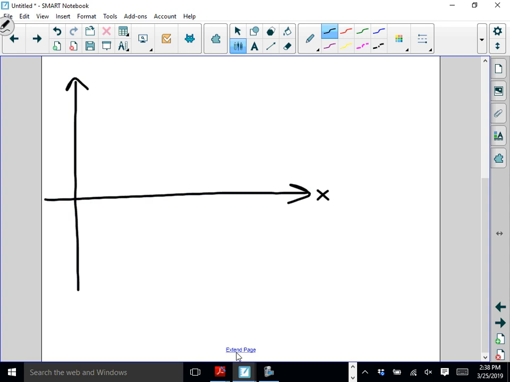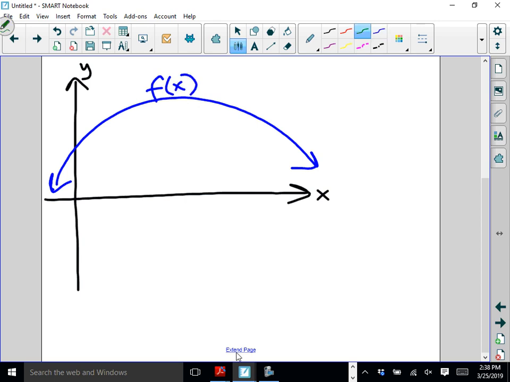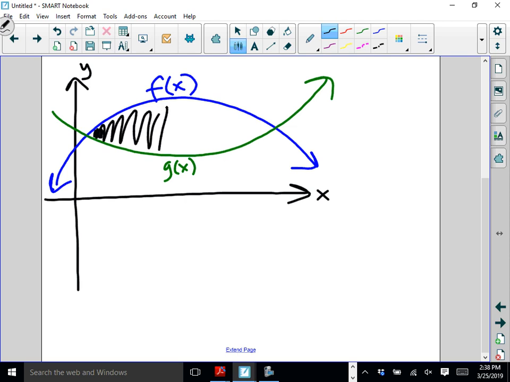Okay, so we have two functions here. The blue function is f of x. The green function here is g of x. So there is our bounded region right here. I'll shade it in black. What we're going to do is take that region and, instead of revolving it around the x-axis, we're going to revolve it around the horizontal line y equals -4. So here's -4.